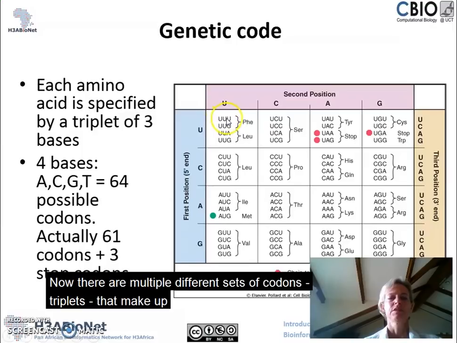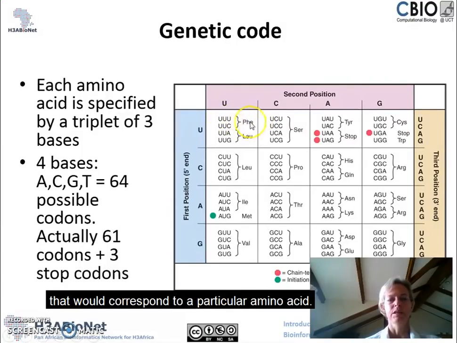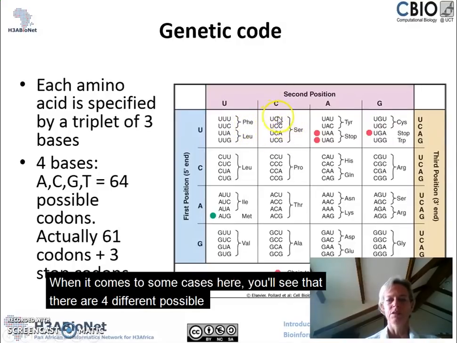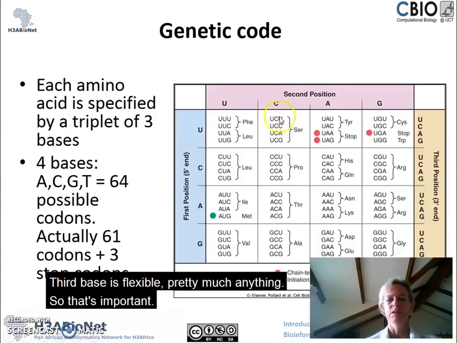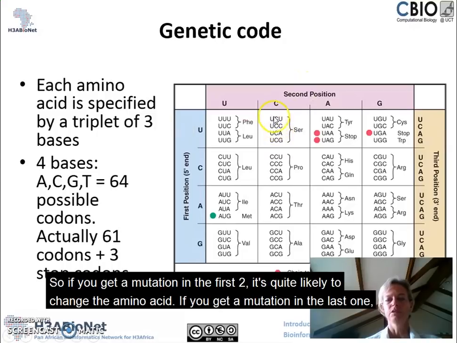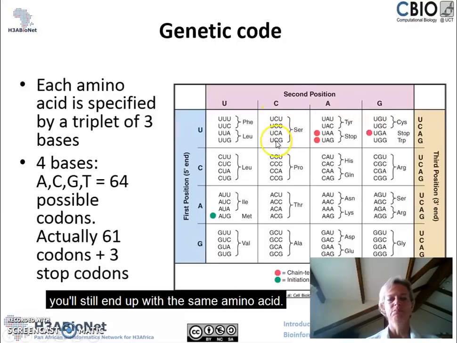Now there are multiple different sets of codons or triplets that would correspond to a particular amino acid. So in some cases here, you'll see that there are 4 different possible triplets that will encode serine. What you'll see is that the first 2 bases are very conserved, and the third base is flexible, pretty much anything. So that's important. If you get a mutation in the first 2, it's quite likely to change the amino acid. If you get a mutation in the last one, you'll still end up with the same amino acid.